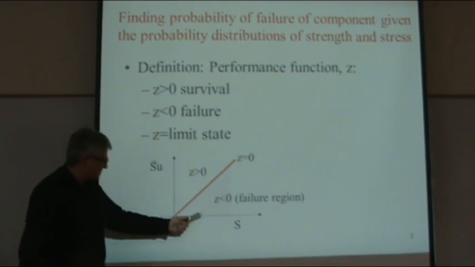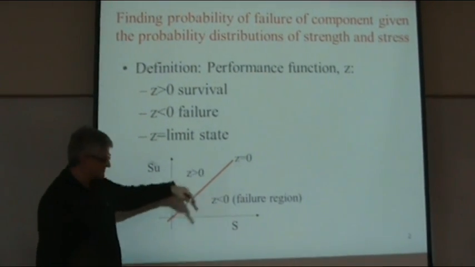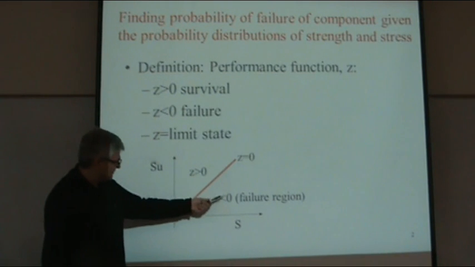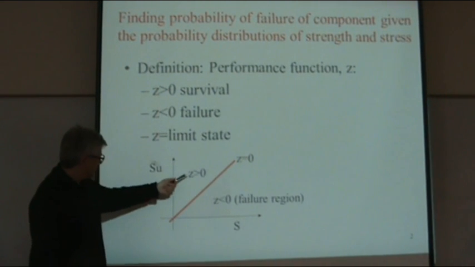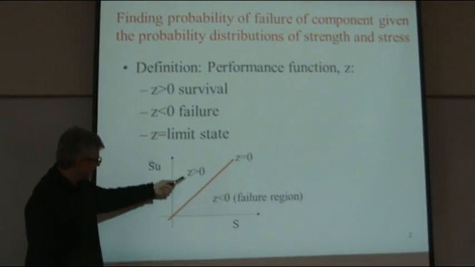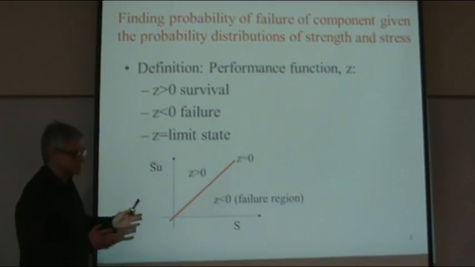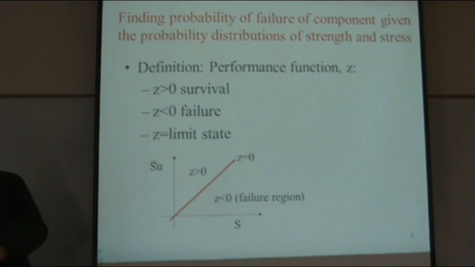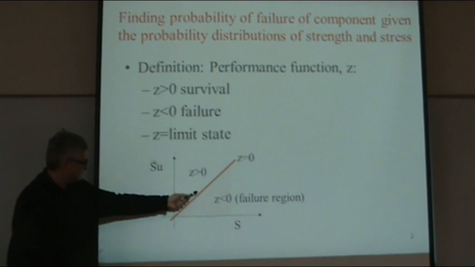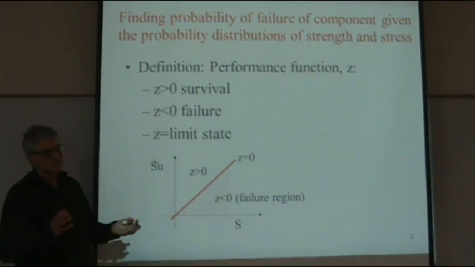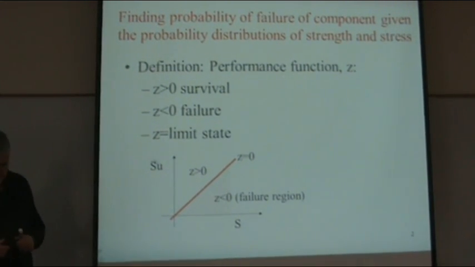So if you have this plot here, which is conceptual, you have a region where the performance function is negative. There you have failure. In this region, the strength is greater than the stress, so you have survival. And then this line is the boundary between survival and failure. Of course, for practical purposes, you don't want to have a design that is here, because it's very easy for any small perturbation to make the system fail.